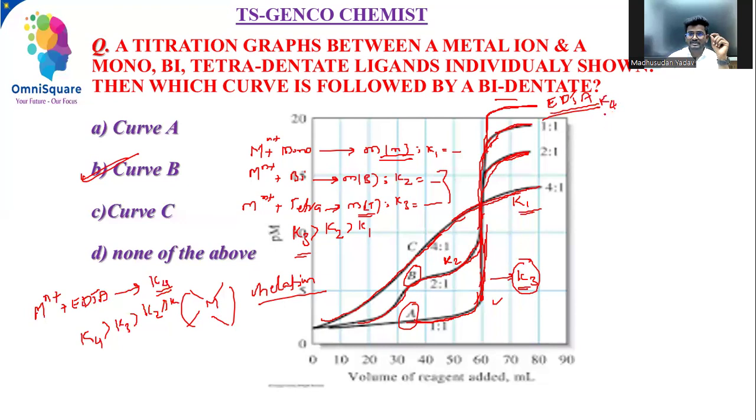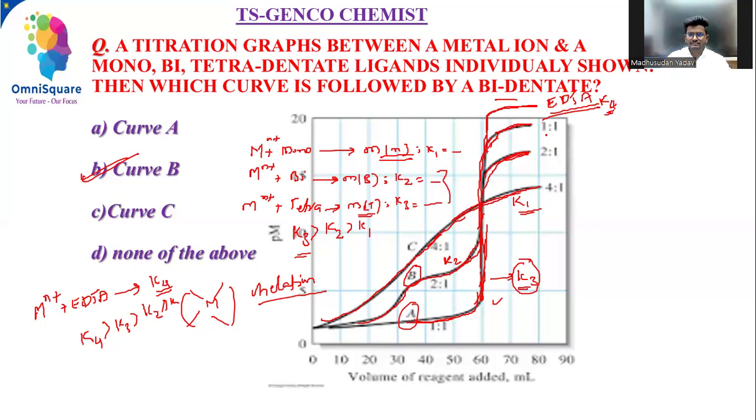What could be the reason for that? Because EDTA at a time donates six donor atoms to the central metal ion. So it will form an octahedral complex, isn't it? So it is more stable compared to tetrahedral or square planar complexes. So that's the reason why metals with EDTA give you a more stable complex.